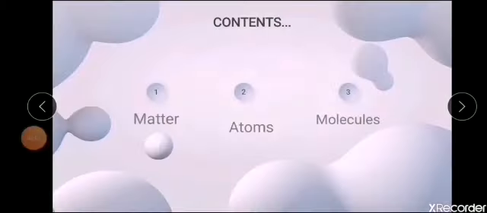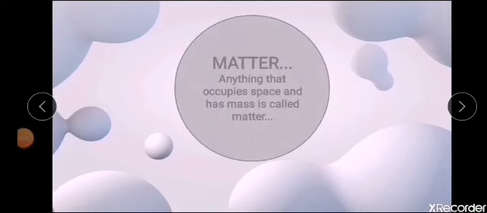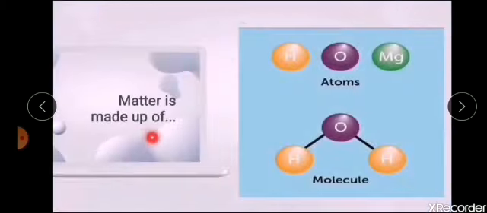Let's begin with matter. What is matter? Anything that occupies space and has mass, you can call it matter. Now, what is matter made up of? Matter is usually made up of atoms or molecules. Now, let's see in detail what atoms are and what molecules are.